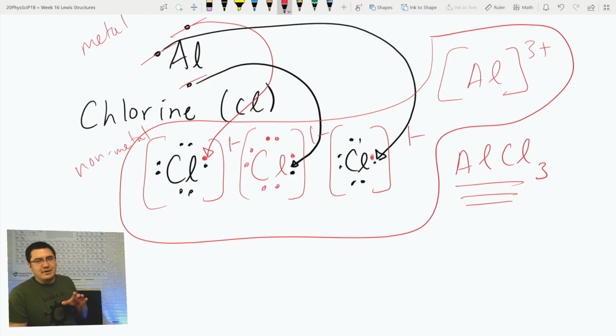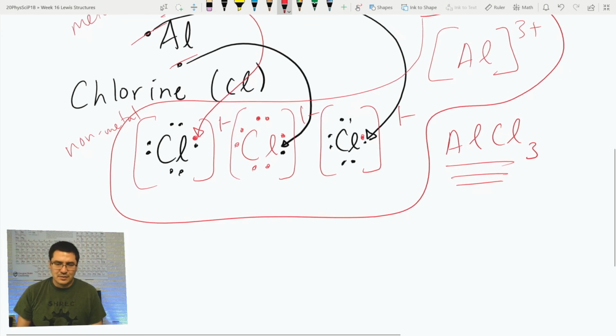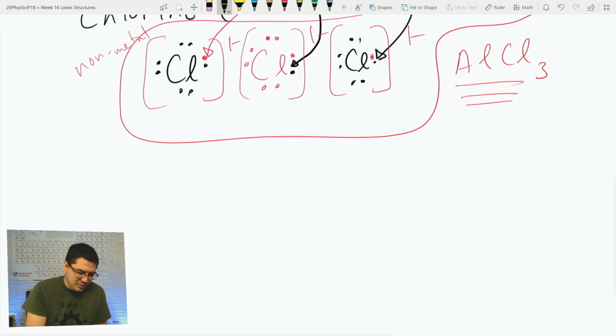So when we talk about covalent compounds or covalent molecules, we're not going to move electrons from place to place. They're going to be stuck between two atoms and form covalent bonds. Okay, so let's do one of those. Let's do Br2, bromine.